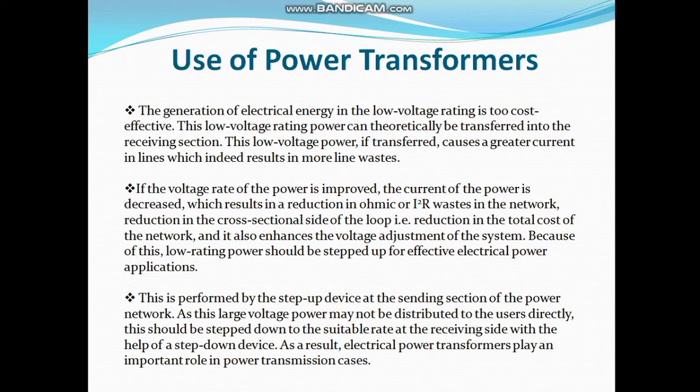Reduction in the cross-section size of the conductor, reduction in the total cost of the network, and it also enhances the voltage regulation of the system. Because of this, low rating power should be stepped up for effective electrical power application. This is performed by the step-up device at the sending section of the power network.